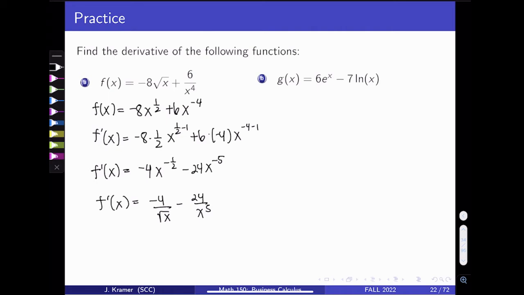6 times e to the x minus 7 times the natural log of x. G prime of x, the constant 6 would come out of the derivative, and we're just looking at 6e to the x minus 7 times 1 over x, which we can clean up to write 6e to the x minus 7 over x.